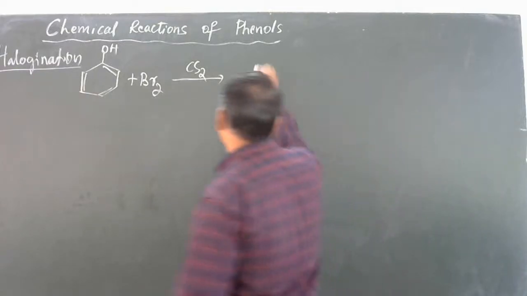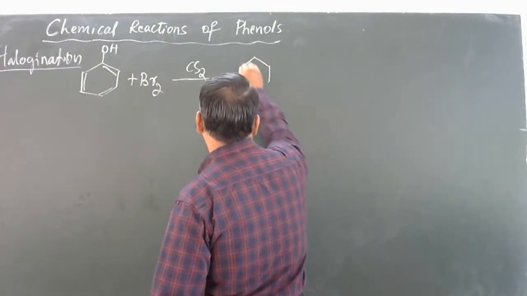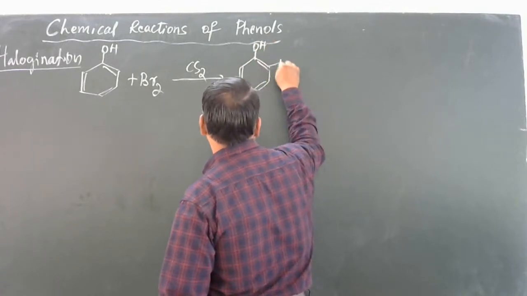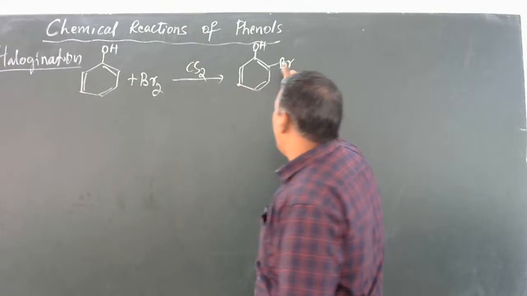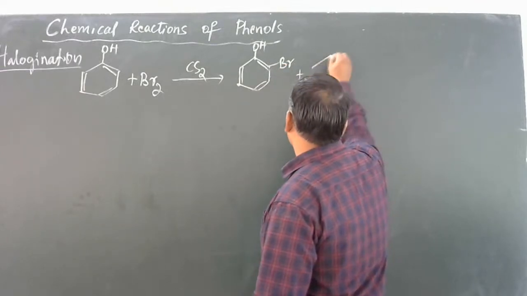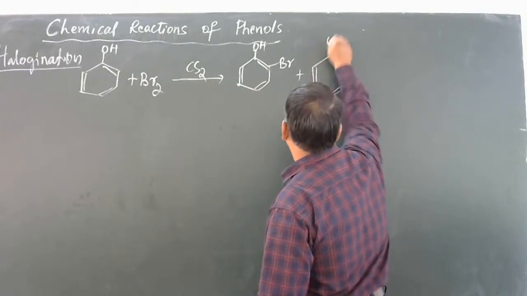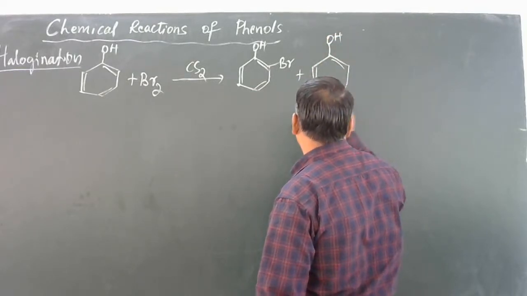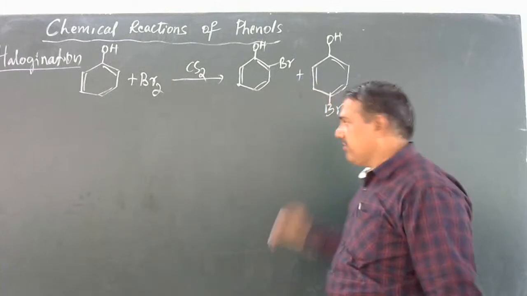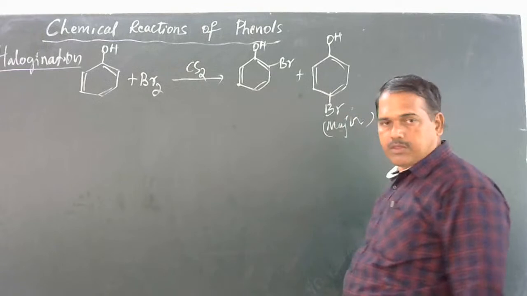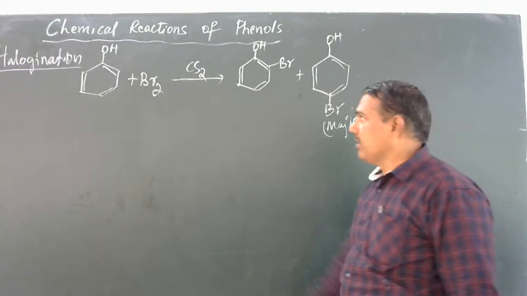we will get, say, this is nothing but phenol and bromine, which gives orthobromophenol, and another one, say, this is parabromophenol. Are you clear? And this is nothing but a major product. This is the major product. Are you clear?